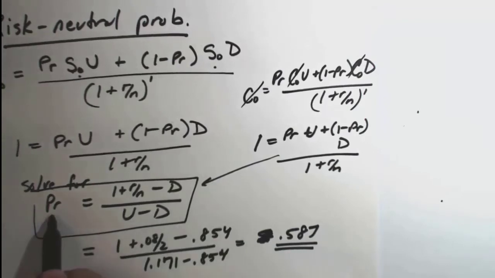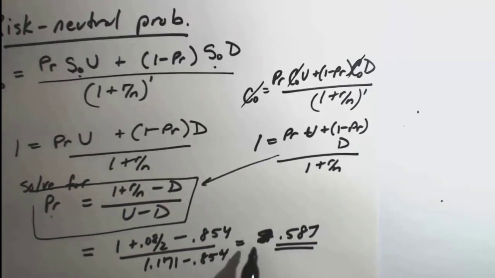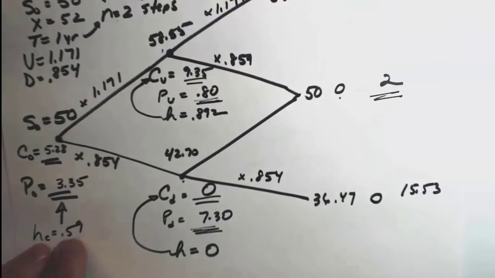So this PR is a probability of an up move, which is 58, almost 59%. So the probability of going down is 41.3%. And by the way, notice this probability is almost 59% of the option going up, or the stock going up. And that's basically what the hedge ratio was.